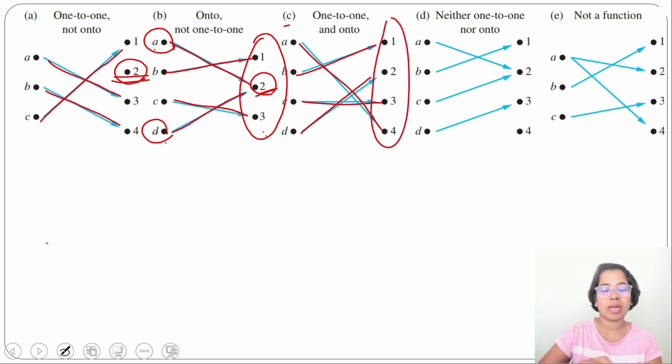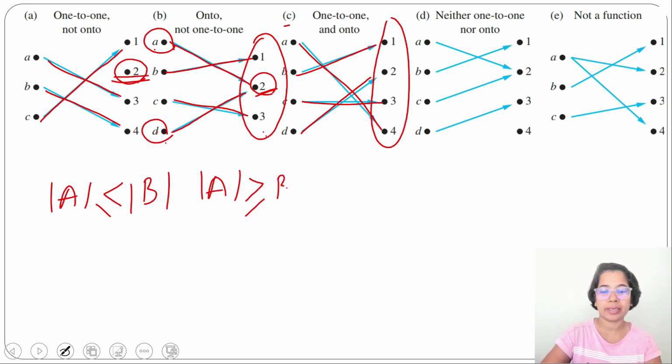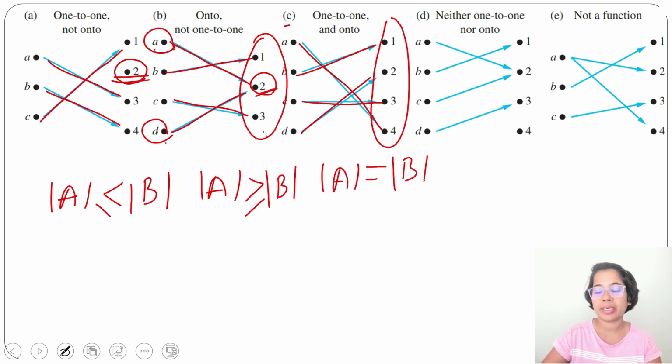For one-to-one, the cardinality of A can be less than or equal to the cardinality of B. For onto, the cardinality of A can be greater than or equal to the cardinality of B. For both one-to-one and onto, the cardinality of A should be equal to the cardinality of B. If both sets contain the same number of elements, then it can be both one-to-one and onto.